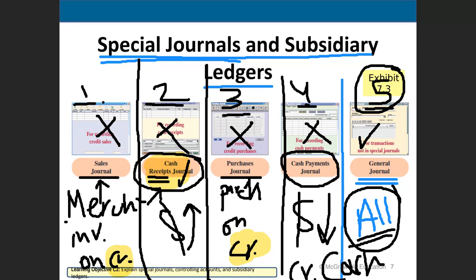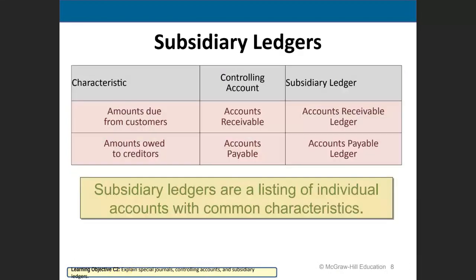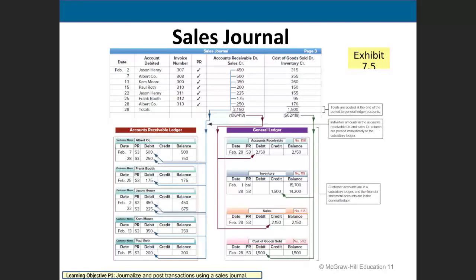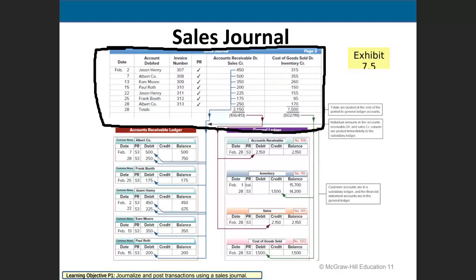These are just examples for some special journals that companies have. A company might have more than these special journals. Okay. Accountants might create some special journals. Okay. Now let us take an example of how to use a special journal. So let us start with sales journal. What is in the box here is the sales journal. Okay.